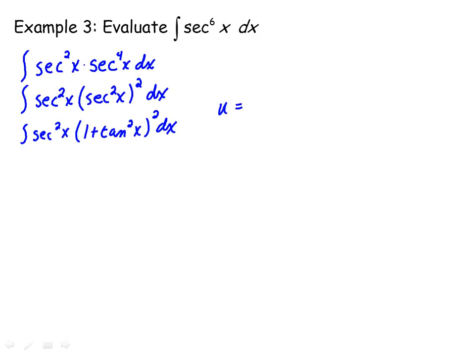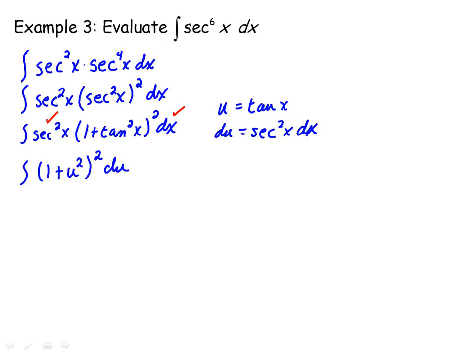What is u going to be? What is du? Watch this. There's dx, and there's my secant squared x. So what do I have? 1 plus, what is tangent x? u, but it's squared, right? And then squared, du. Where do I go from here? Algebra. Square, double, square. So we're going to have 1 plus 2u squared plus u to the 4th du.